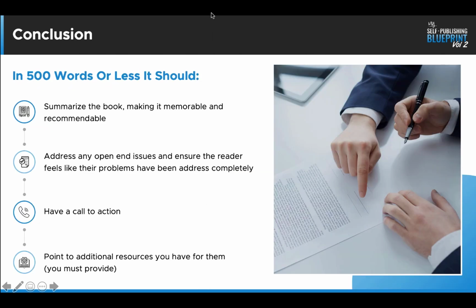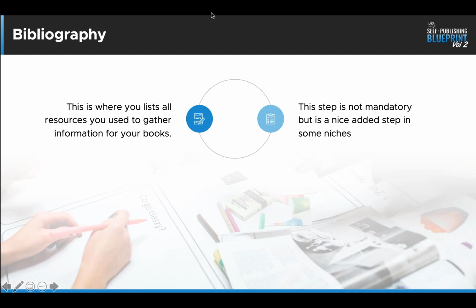And then your conclusion. So in 500 words or less, it should summarize the book, making it memorable and recommendable, address any open-ended issues, and ensure the reader feels like their problems have been addressed completely. Have a call to action, and of course, point to additional resources you have for them. Now, not all books are going to have a bibliography. Some do, based on yours, but this is where you're going to list information that you use in your research and whatnot. So it's not necessary, but you're going to see in the example of how to do this.